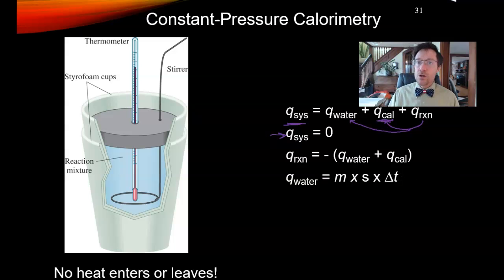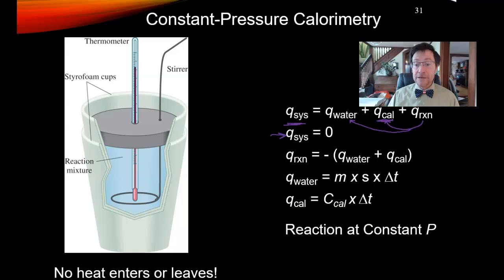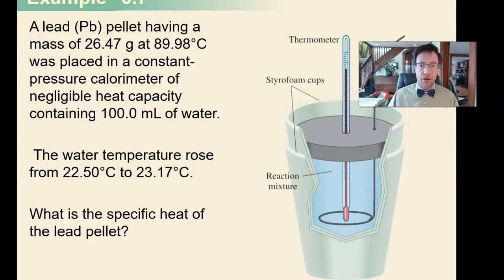Just like before, Q equals M S delta T, and the energy from the calorimeter is the heat capacity of the calorimeter times the change in temperature. And like I said, the heat capacity of our calorimeter is typically so small, it's really close to zero, so we can usually just ignore it. Does that make sense? And because it's a constant pressure, not volume, things can expand and contract and do what they want to do.